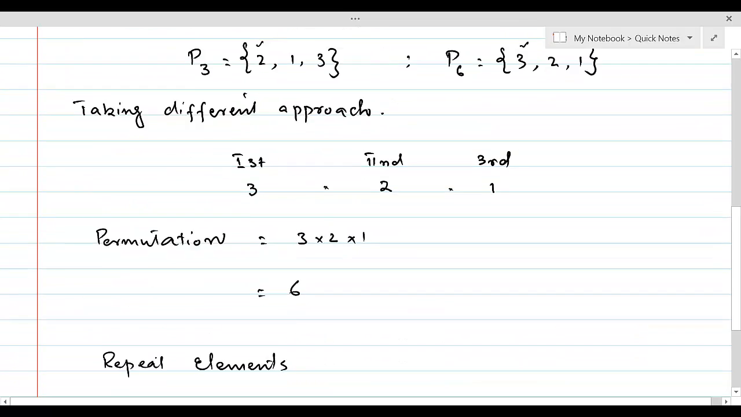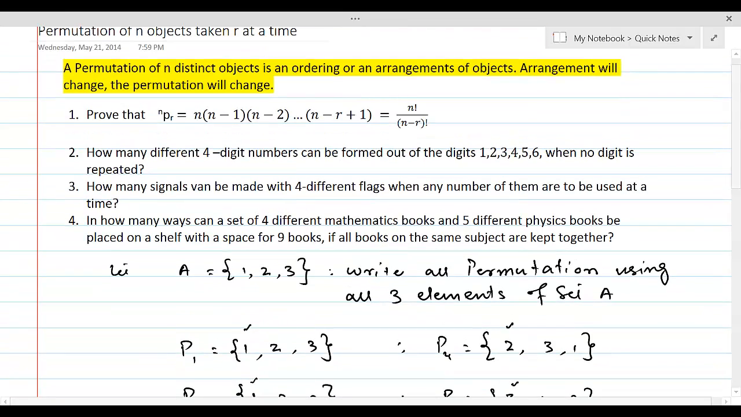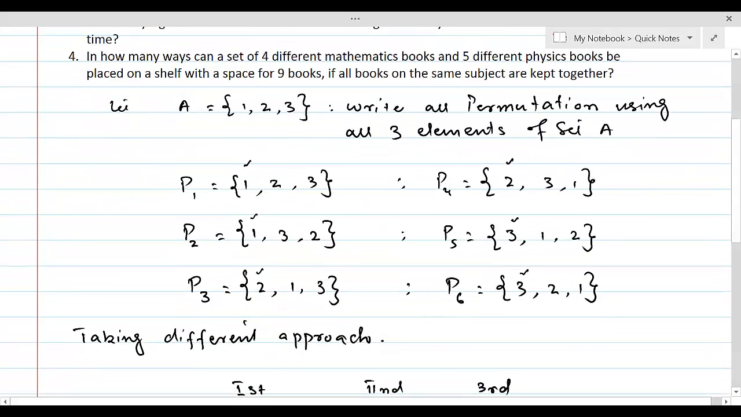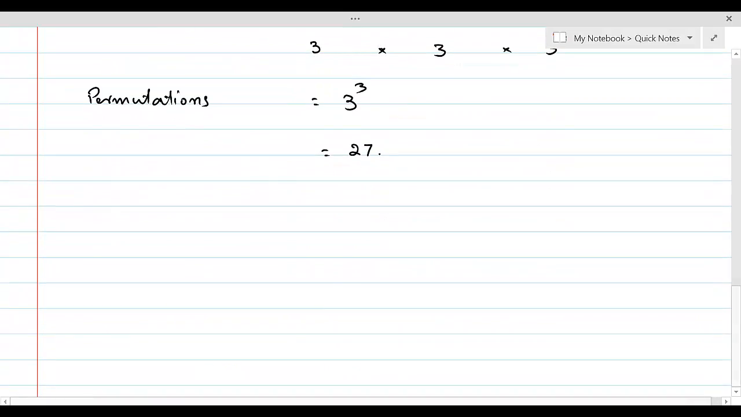Now we will do a few questions in order to elaborate more on this concept. Here we have n objects. So in this example, total objects are n, and all these n objects are obviously distinct objects.